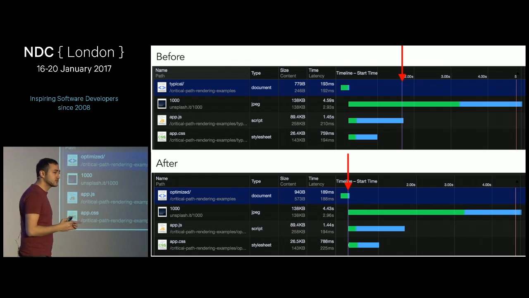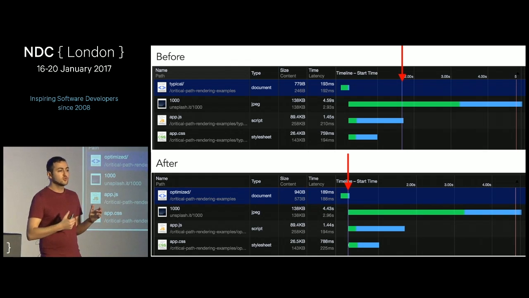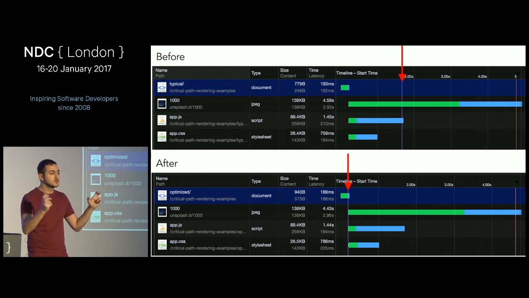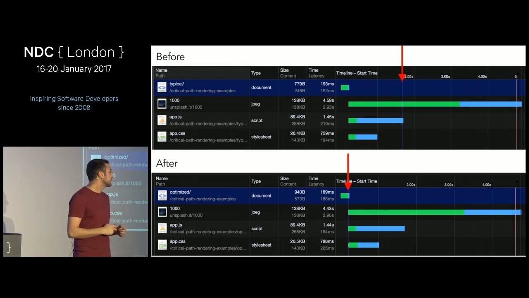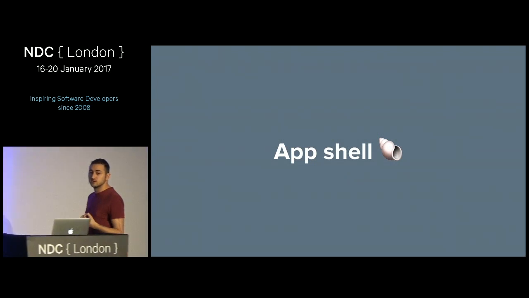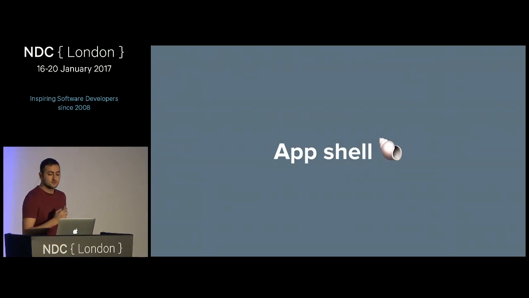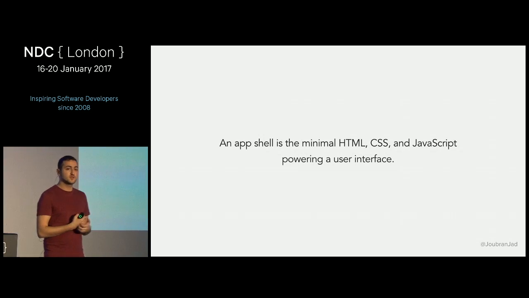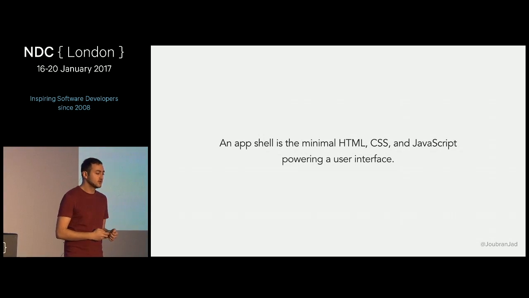Because this is a pattern we see in native apps. When you open Facebook or WhatsApp, in less than 200 milliseconds, you see something on the screen. Whereas when you open a website, you'll be staring at a white screen, and that's not going to look so native to the user. So let's take it a step further and talk about the app shell. An app shell is just the minimal HTML, CSS, and possibly JavaScript that powers a user interface.